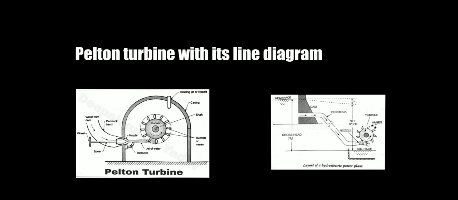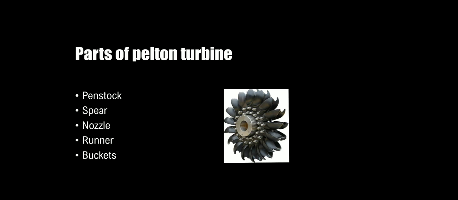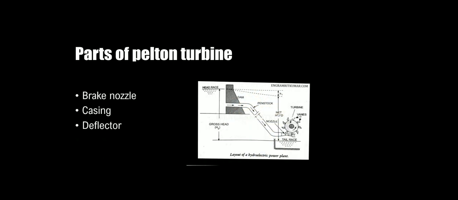See, here are the pictures, some views which show the parts of the Pelton turbine and the line diagram. You can write this for your exams or refer to it, and this is the main picture of the Pelton turbine, explained with the parts. Now we shall discuss the parts of the Pelton turbine: penstock, spear, nozzle, runner, buckets, brake nozzle, casing, deflector.